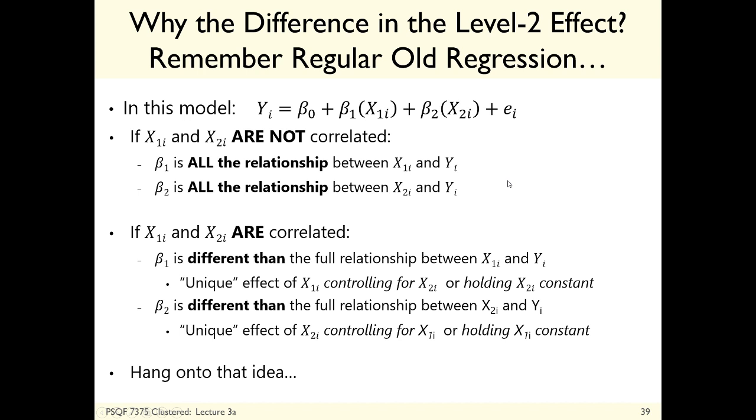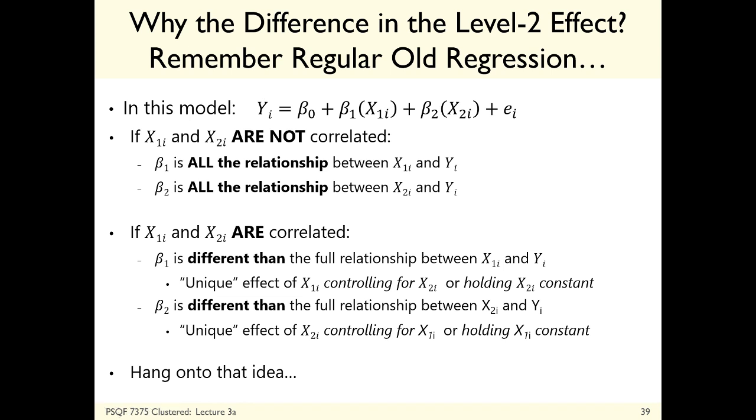So do you remember regression, right? Our old friend single level regression, and you talked about the idea of unique effects versus bivariate effects, right? So if I have two predictors that are uncorrelated, like x1 and x2 here, assume they're uncorrelated, beta 1 is going to represent the full relationship between x1 and y. Beta 2 is going to represent the full extent of the relationship between x2 and y. They don't fight against each other. They're unrelated. Each gets its own variance.